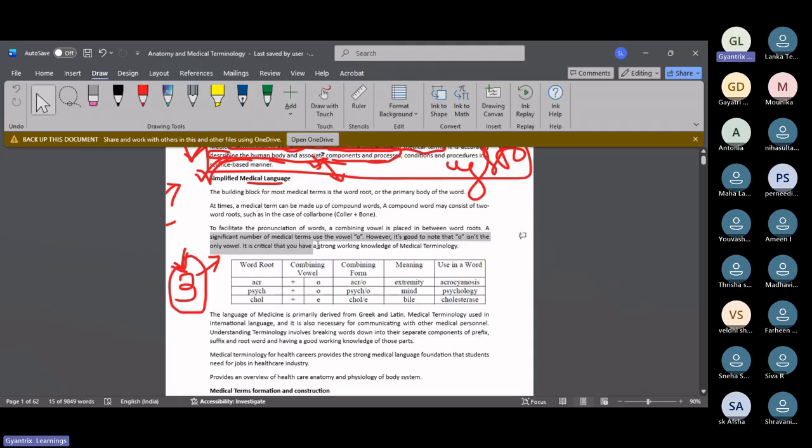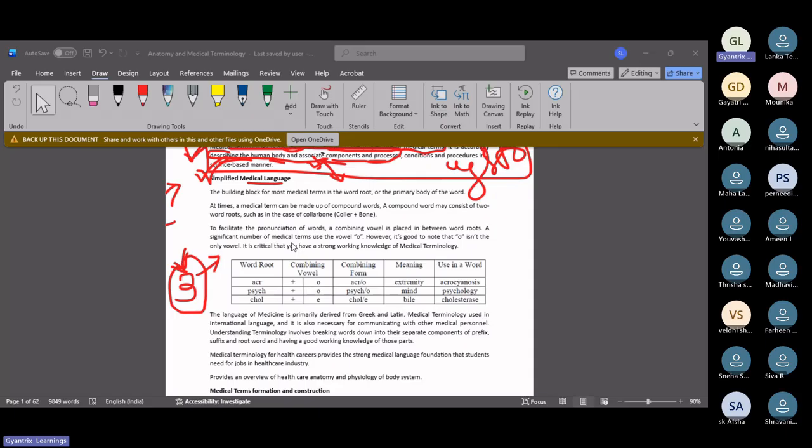It is critical that you have a strong knowledge of medical terminology, right? So what does it mean? It means that whenever we are pronouncing a word that contains two root words, we can add a vowel sound between them. We can use a vowel sound between two words, so that will become a complete word, right? So that means we have an opportunity to use vowel sounds.